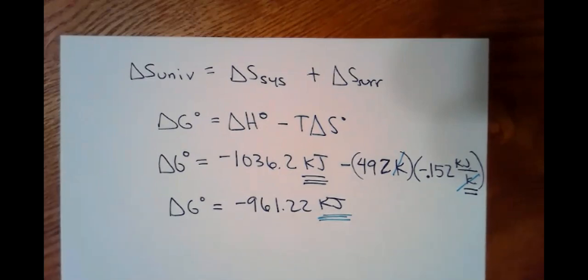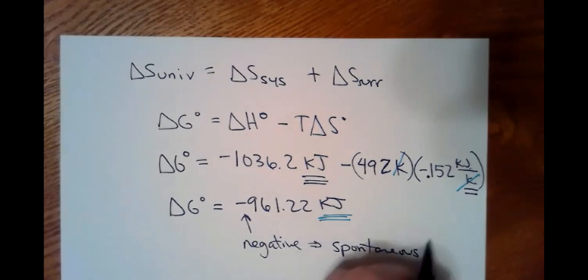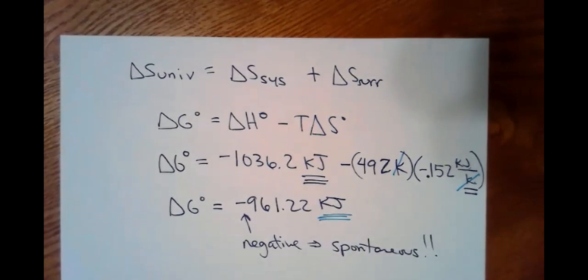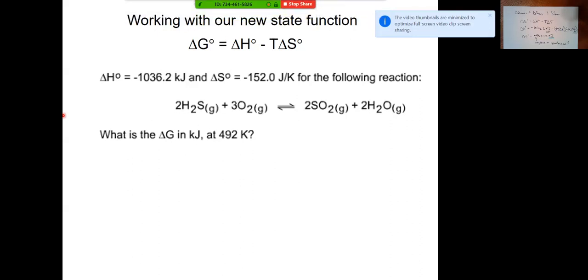So we would say that this reaction is spontaneous or non-spontaneous. Because that delta G is negative, this reaction is spontaneous. All right, back to it. So we got negative 961.22 kilojoules.